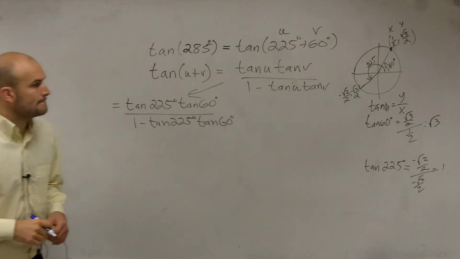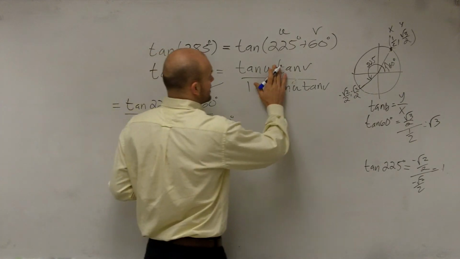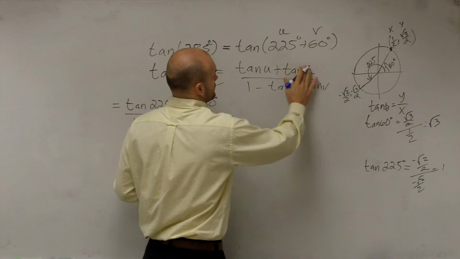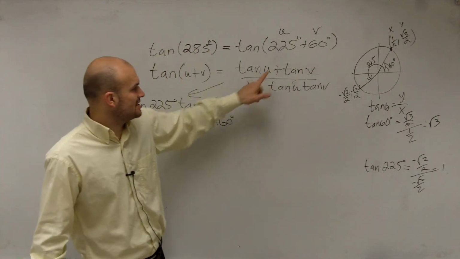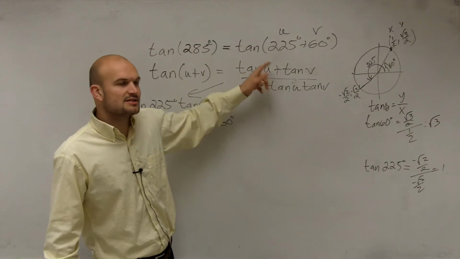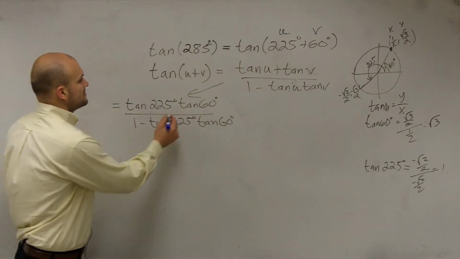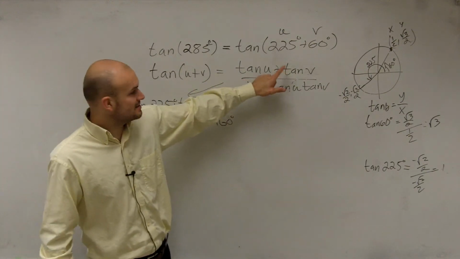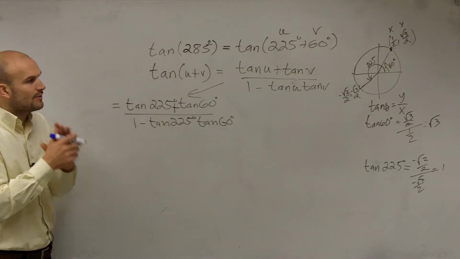Wait, on top of this supposed to be tangent u plus tangent of v, not minus. That sounds more correct. Thank you. Yes, that's right, because it's always plus on top. It's the plus, the same as the sum, and then you subtract on the bottom. Correct. So then it'd be subtract on the bottom for the difference and plus on the bottom for the sum. Yep. OK.